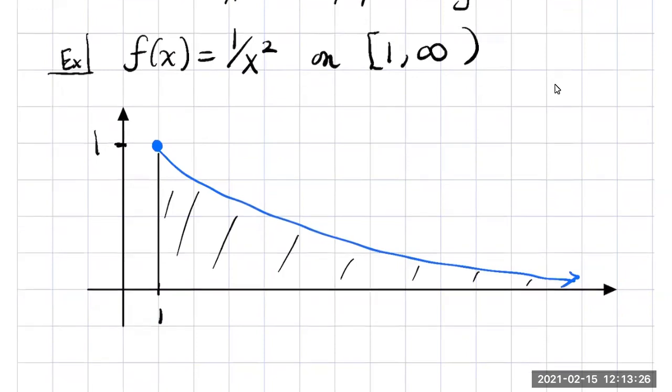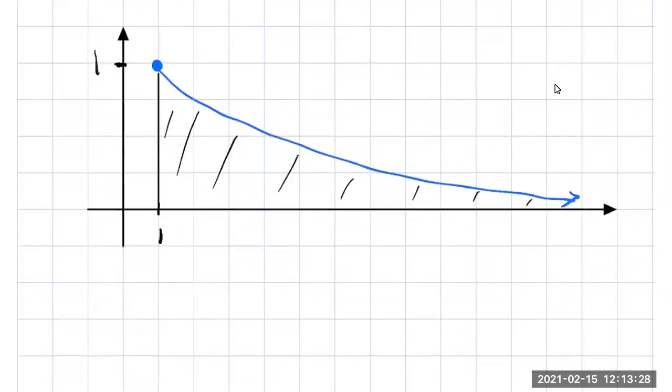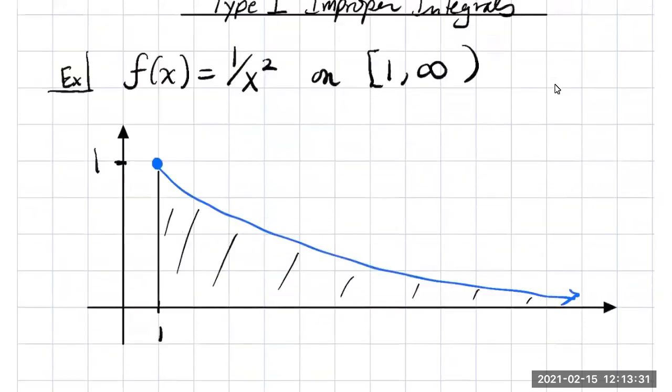In terms of an integral, gang, we would have this. If we wanted to represent the area with a definite integral, it would have to look like this, because the graph is defined to infinity. Notice that the upper limit of integration is not a constant. It's not a fixed number. We say that this is an integral defined on an open interval. That's what a type 1 improper integral is.